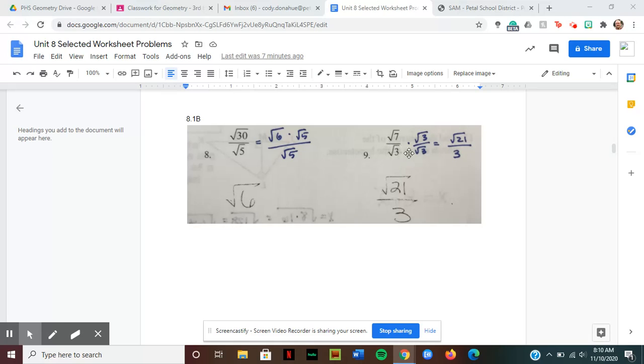I'll get the square root of 3 times 3, which would be the square root of 9, which I can then simplify to just 3. Since from here I can't simplify this any further, I'm going to get the square root of 21 divided by 3.